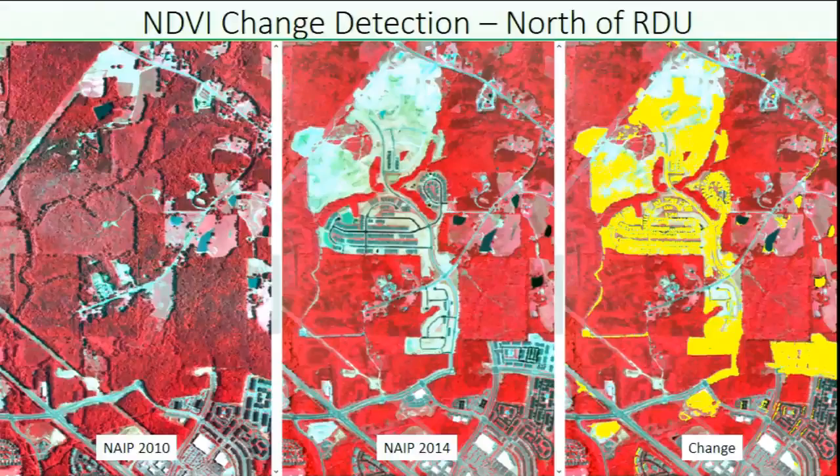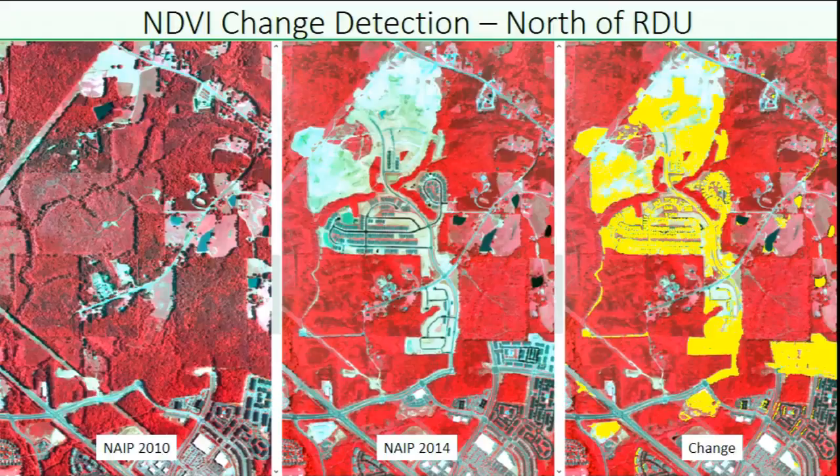And here's another neat example. This is north of the Raleigh-Durham Airport. So what we've done here is NDVI change detection. So we calculate NDVI on the before image, NDVI on the after image, and then we set a threshold of where the change is. So in this case, 0.2, everything above a 0.2 difference gets highlighted in yellow. So all the yellow pixels that you see on the far right were once very healthy tree canopy and vegetation.